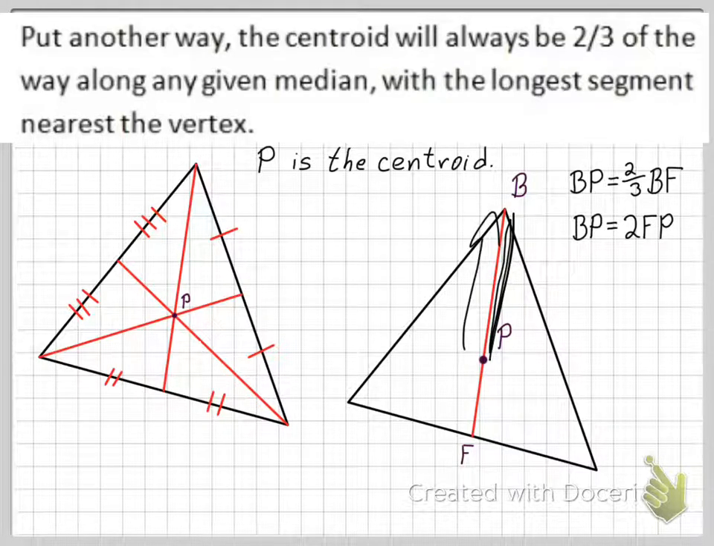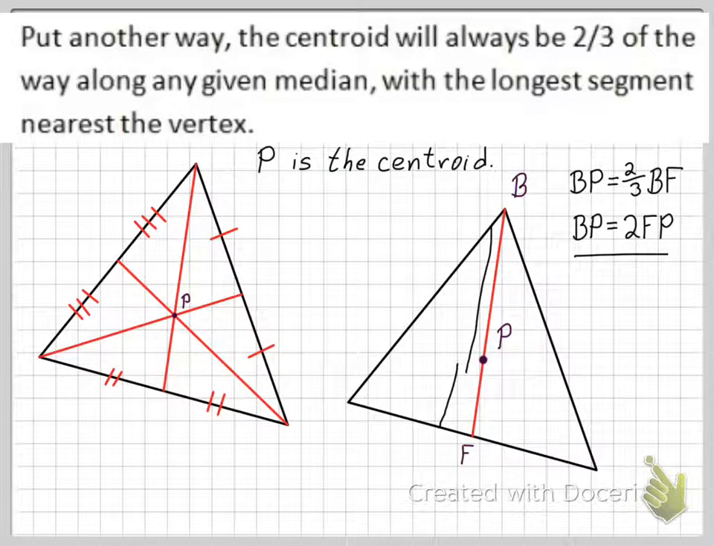It's nearest the vertex, so it's going to be 2/3 of the whole distance, of the whole BF, okay? And again, it follows that this distance must be 1/3 of the whole entire distance, which again would be BF, okay? And also, as we said on the previous frame, BP is going to be twice as long as FP, okay?